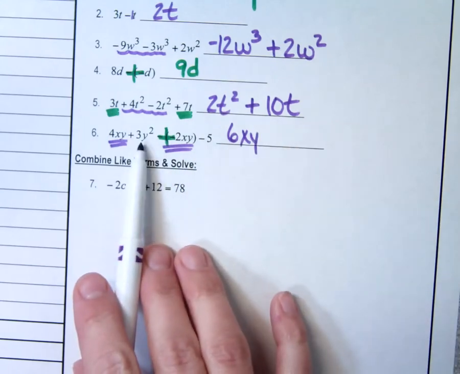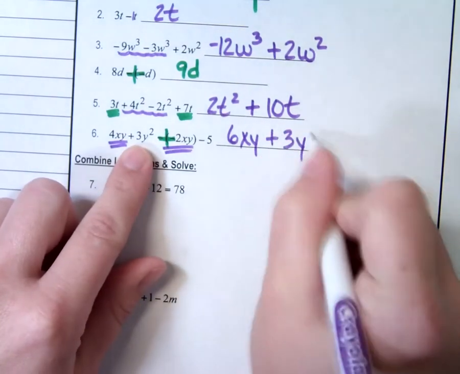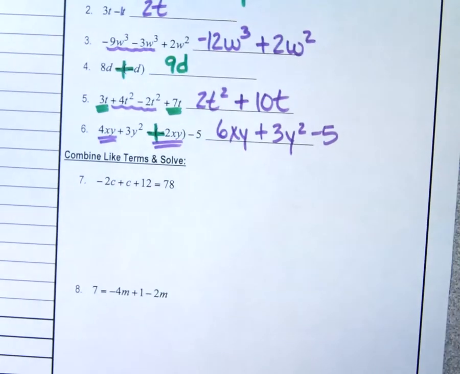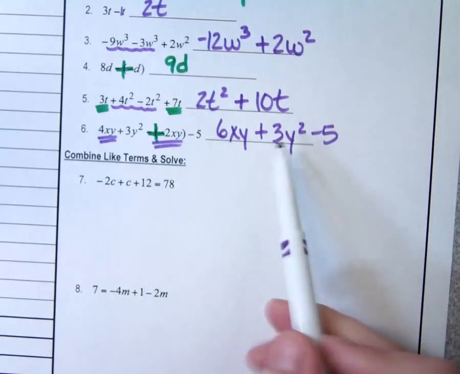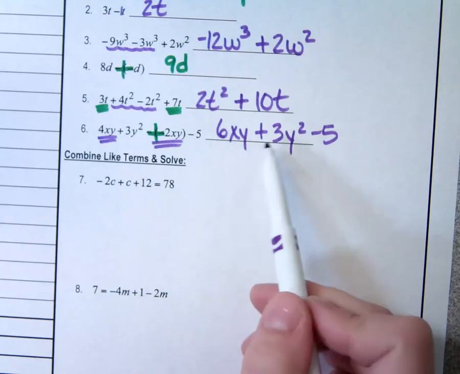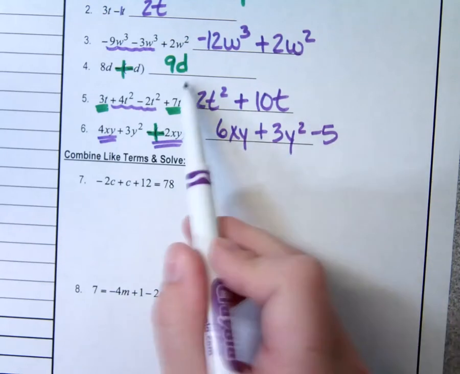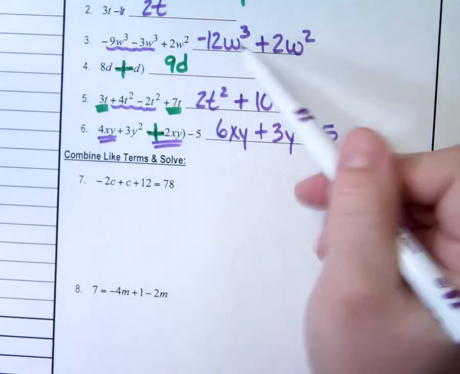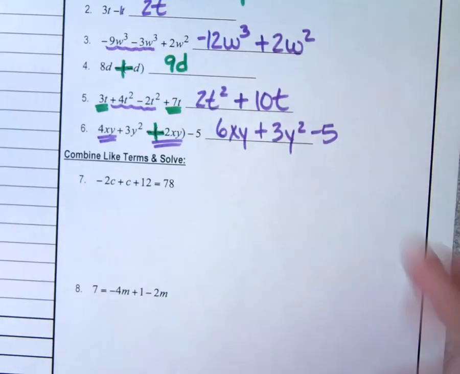Now, I can't combine the 3y squared with this minus 5, so I'm just going to recopy the plus 3y squared, and I'm going to recopy the minus 5. In this problem, the reason I didn't start with the y squared, because it has the highest exponent, is because this problem has a mixture of y's and x's in it. And so when there's a mixture of y's and x's in it, most of the time it doesn't matter. But if the problem only has a t in it or only has a w in it, then I like to start with the highest exponent and then go to the smaller one.